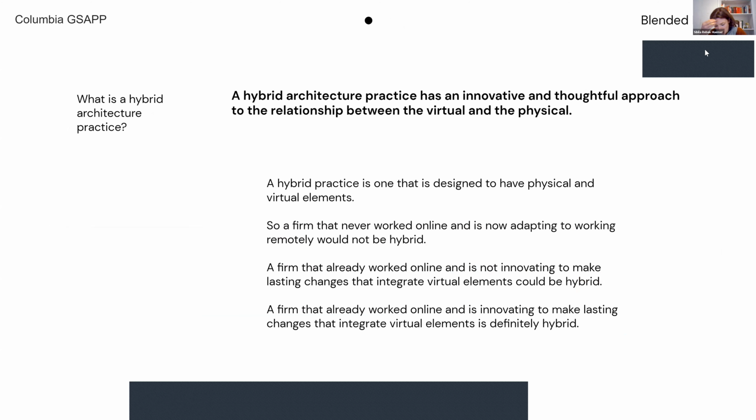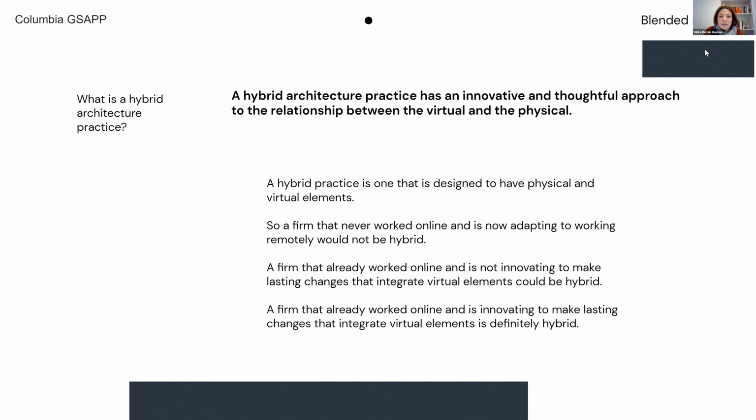For this particular lecture, I would like to use one definition of hybrid practice, which is this idea of hybrid in particular in the relationship between the virtual and the real. Hybrid is sort of a hybrid term itself. It can mean a lot of different things. It sometimes is used to refer to interdisciplinary practices.